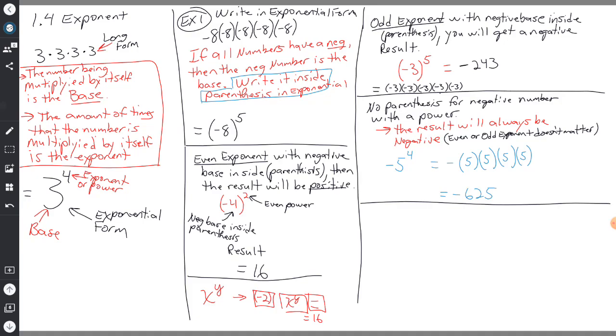And you could have a problem something similar to this, and it'll ask you to show how this will look in long form. This is your long form.